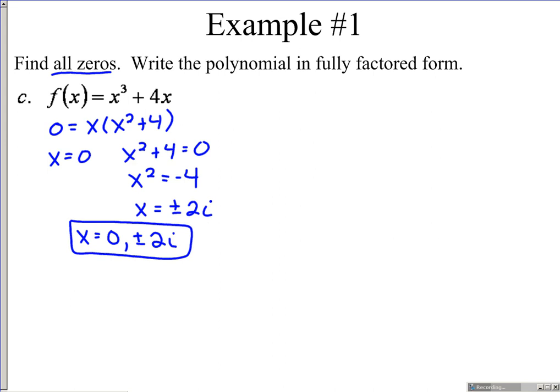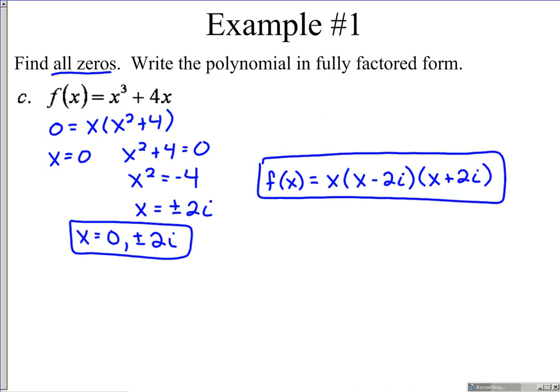This polynomial written in fully factored form would be f of x equals, and now write each of the factors. What factor produces a solution of 0? That's x. 2i is x minus 2i, and negative 2i is x plus 2i. There's the three factors. So now that we are finding all zeros, if you are asked to find all zeros, you better have the same number of solutions as the degree of the polynomial. In this case, we had a degree 3 polynomial. We had 3 solutions. That also should correspond to how many factors you have. In this case, we have 1, 2, 3 factors of the polynomial.